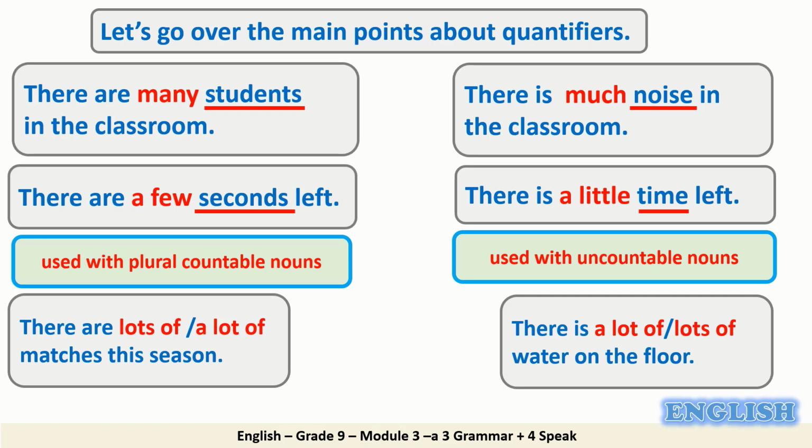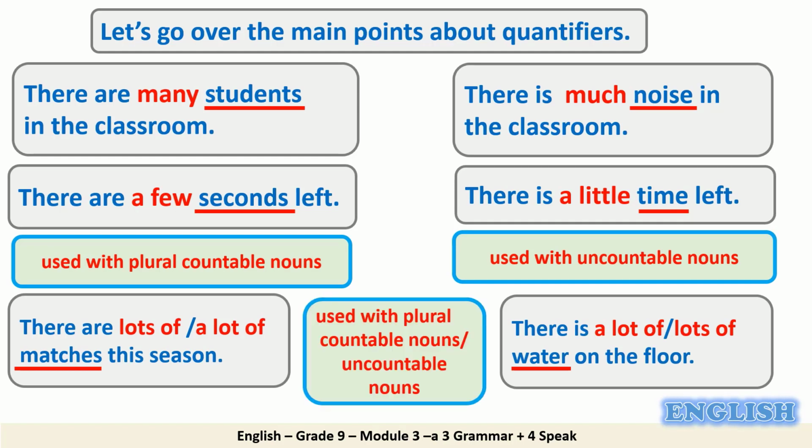There are lots of or a lot of matches this season. There is a lot of or lots of water on the floor. Matches is a plural countable noun. Water is an uncountable noun. So, lots of and a lot of are used with plural countable nouns and with uncountable nouns.